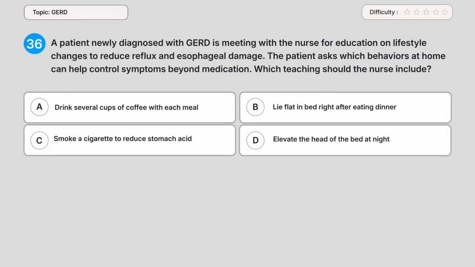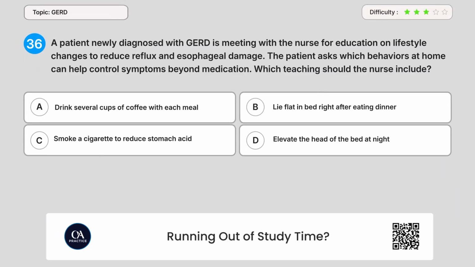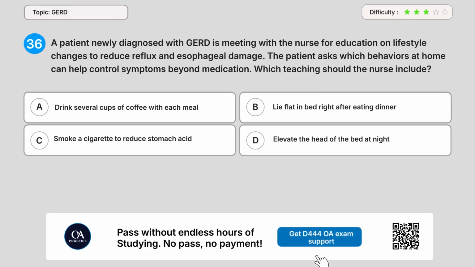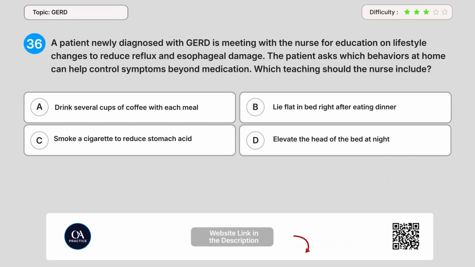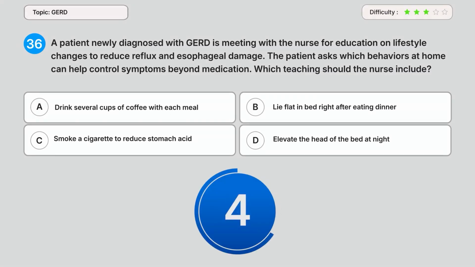Question 36. A patient newly diagnosed with GERD is meeting with the nurse for education on lifestyle changes to reduce reflux and esophageal damage. The patient asks which behaviors at home can help control symptoms beyond medication. Which teaching should the nurse include? A. Drink several cups of coffee with each meal. B. Lie flat in bed right after eating dinner. C. Smoke a cigarette to reduce stomach acid. D. Elevate the head of the bed at night. Can you guess the answer?